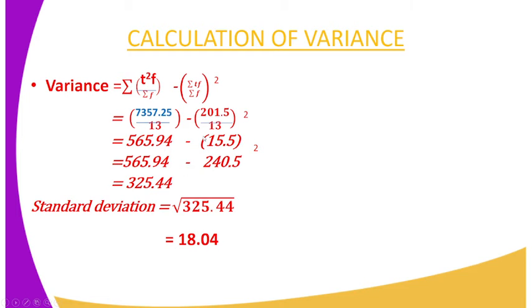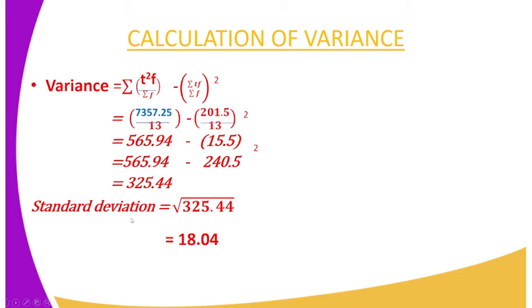First, you are supposed to calculate the variance, and in the previous lessons I taught how to get the variance, and therefore you use the method stated here to come up with the variance. You use the summation of t squared f, divide by the summation of f, then subtract, in brackets, the summation of tf divided by the summation of f, squared. Then after that, the variance becomes 325.44.